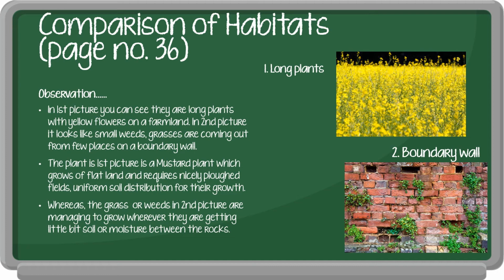Now if you see the first picture, this is actually a farmland. All over the field you can see bright yellow flowers growing. These are actually the mustard plants. The land is flat and they are spread all over the area because the soil distribution is equal all over the place. The people are taking care of this area.